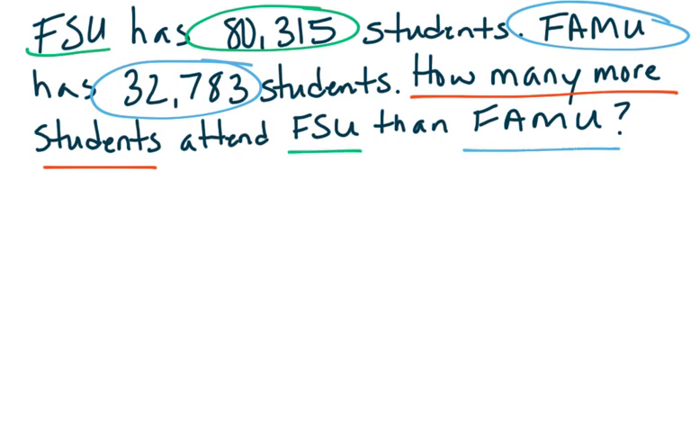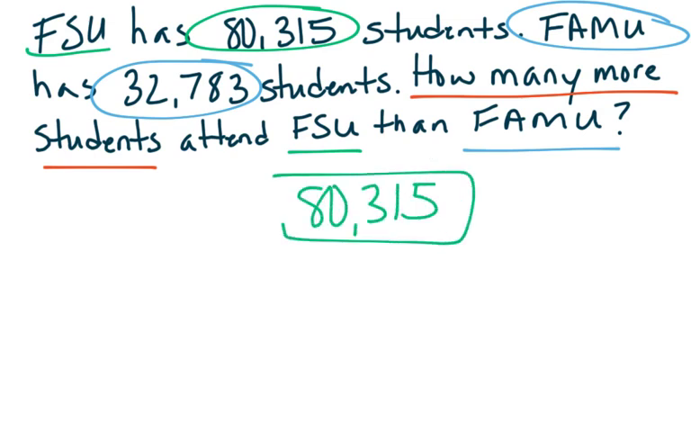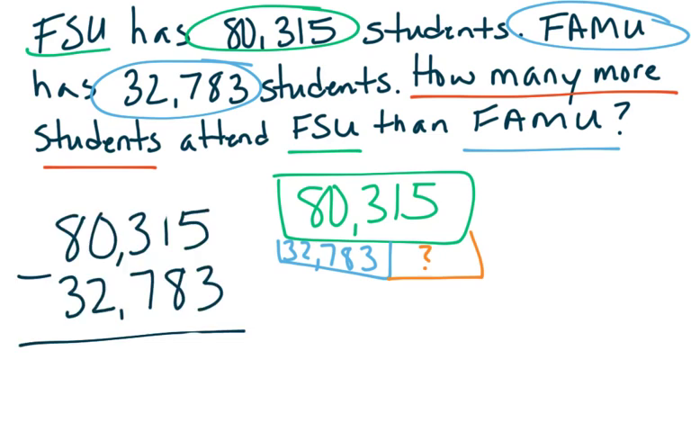So I have my whole, 80,315. I have one part of 32,783, and I'm missing my other part. So this problem is going to be a subtraction problem. I'm going to show you what I did when I subtracted. So we have 5 minus 3, and that's going to give me 2. I can't take 8 away from 1, so I'm going to borrow from my neighbor. 11 minus 8 is going to give me 3.